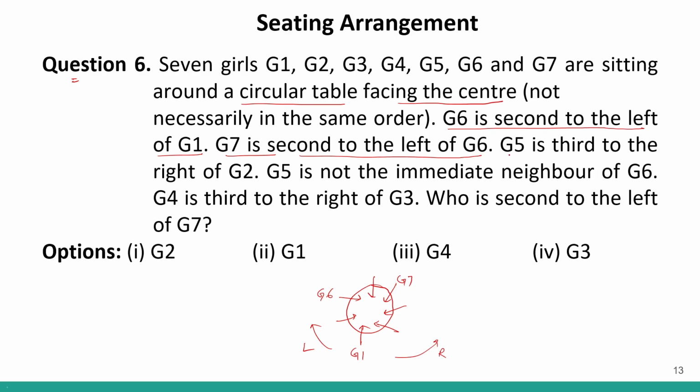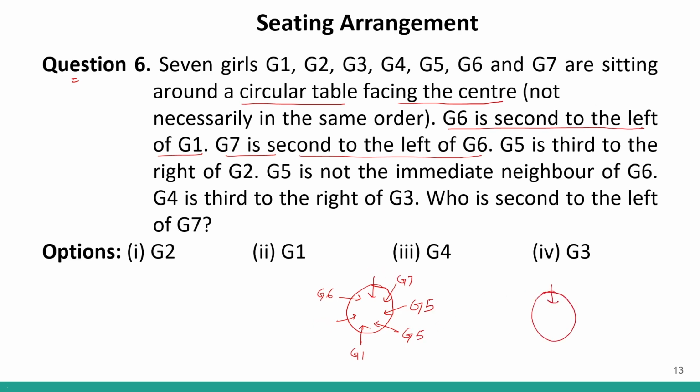Now, G5 is third to the right of G2. We cannot use this information currently. Okay. So, let's hold this information. G5 is not an immediate neighbor of G6. So, G5 cannot come over here and G5 cannot come over here because they are not immediate neighbors. Correct? Now, we have two positions of G5. G5 can either come over here or G5 can come over here. So, now let us take both the possibilities.